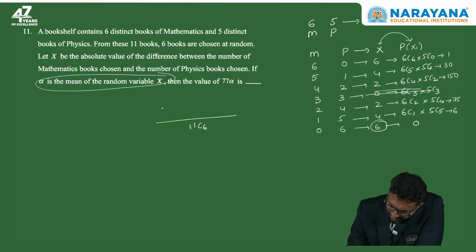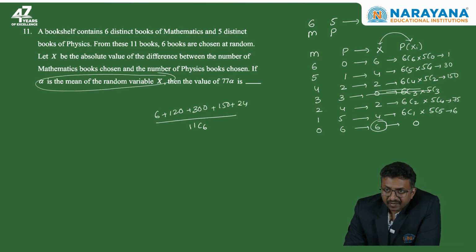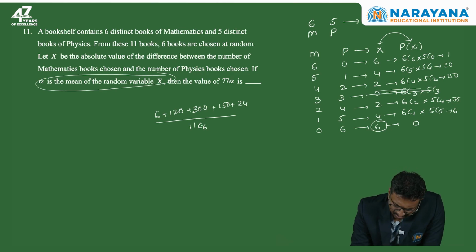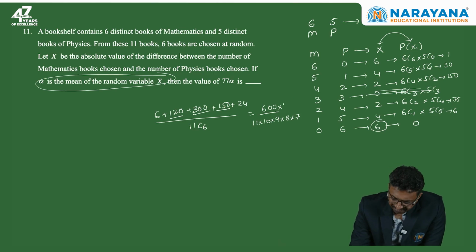So, the numerator will be 6 plus 120 plus 300 plus 75 into 2 is 150 plus 6 into 4 is 24, divided by 11C6. So, what is the numerator? 450, 550, 570, 580, 590 and 600. So, 600 divided by 11 into 10 into 9 into 8 into 7 by, 11C6 is the same as 11C5, so 5 into 4 into 3 into 2.